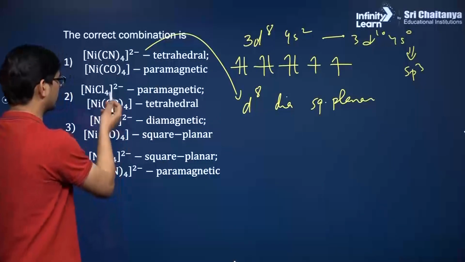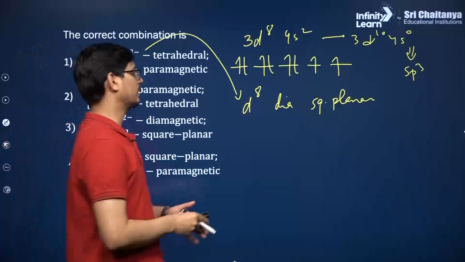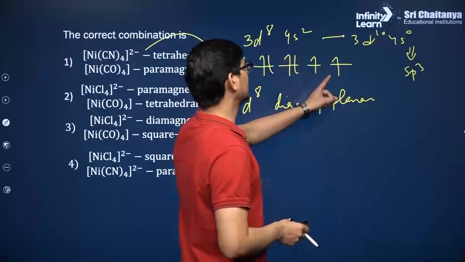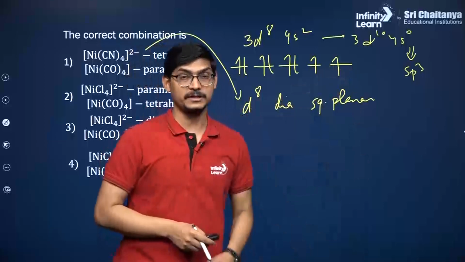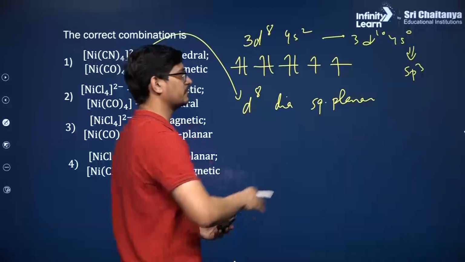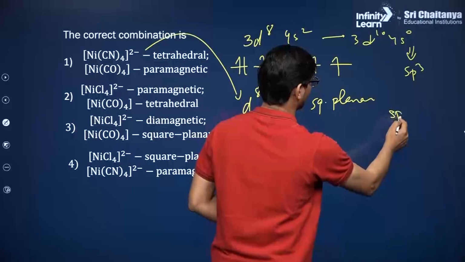And then the other complex given is NiCl4 2-. Now here also nickel is in plus 2 state, right? Nickel is in plus 2 state. Here chloride is a weak field ligand. It cannot force the pairing of electrons. We have to use the sp3 hybrid orbitals, right?